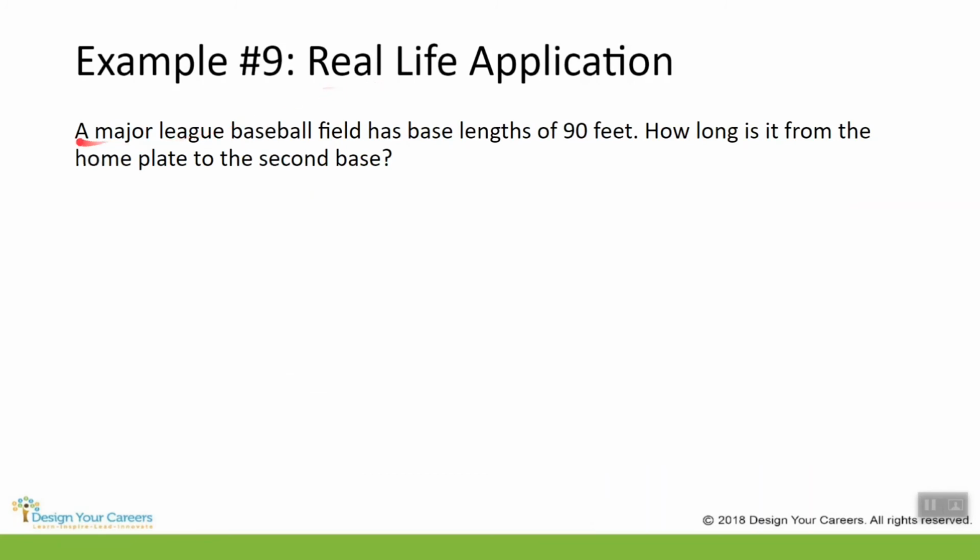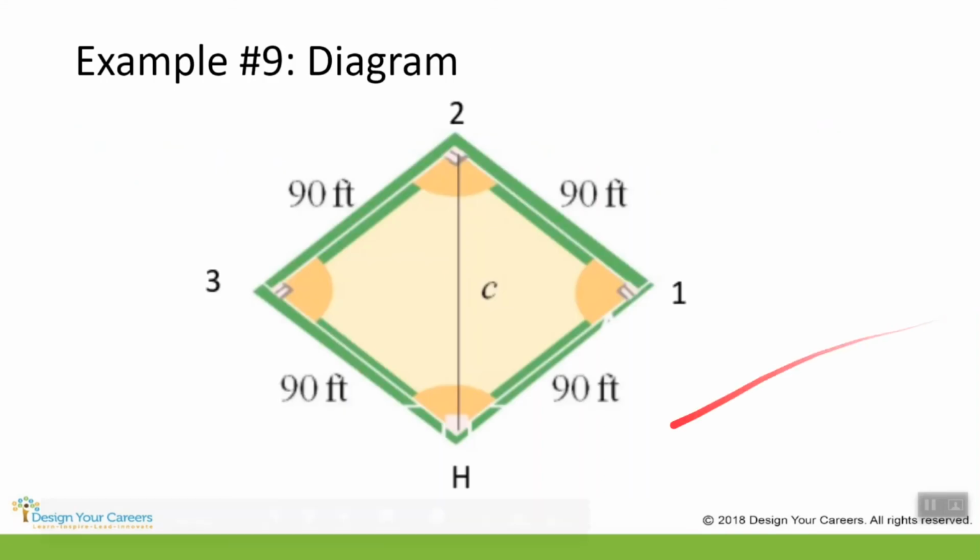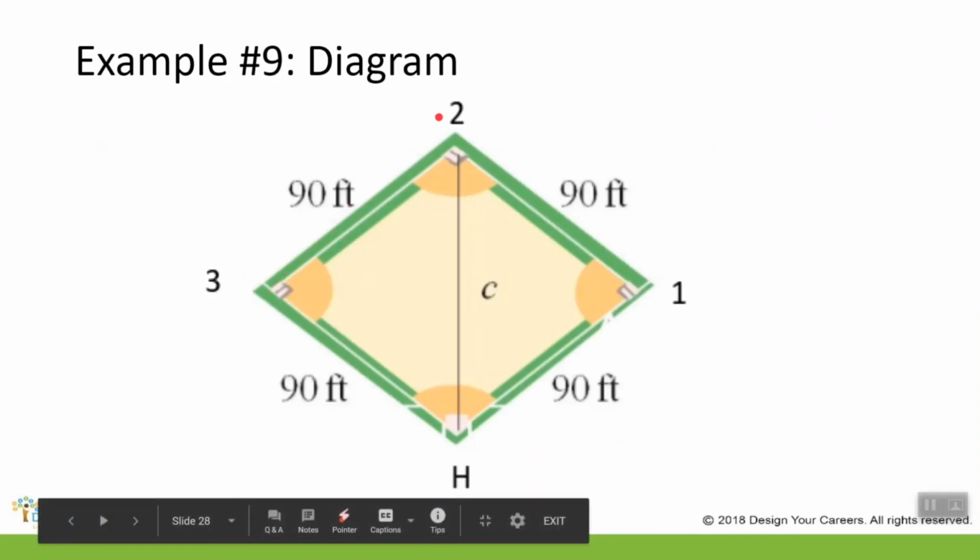Example number 9. A Major League Baseball field has base lengths of 90 feet. How long is it from the home plate to the second base? This might seem like a simple problem, but it's more difficult than you think. So this is my diagram. You have a baseball field, baseball diamond, where each length right here is 90 feet. So this is home plate, first plate, second plate, and third plate. So we're just supposed to find this length, C, which is home plate to second plate.